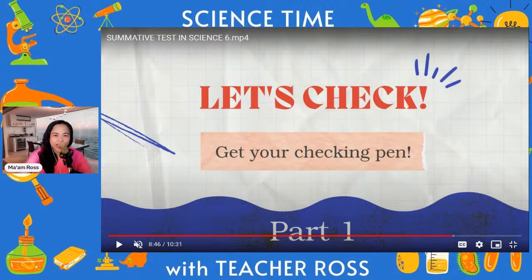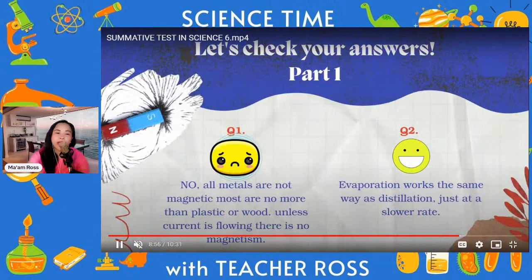Okay, now let's check. Get your checking pen. Let's check your work. Okay. So for part 1, I'll be giving you some guide statements about the questions. I'll be giving you only, I think it's not 100% answers, but there are clues behind these 4 items that I'll be giving to you.